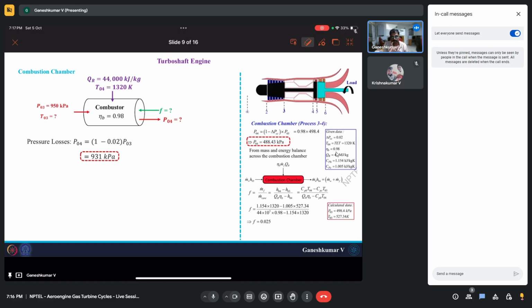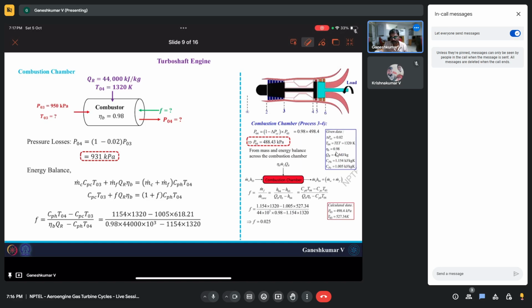So there is not much of an interesting fact here. And you can do mass and energy balance, and mass and energy balance will lead to a fuel air ratio expression. And if you substitute all these numbers, you are going to get a fuel air ratio of 0.0217, which is less than what you got in the flying condition.